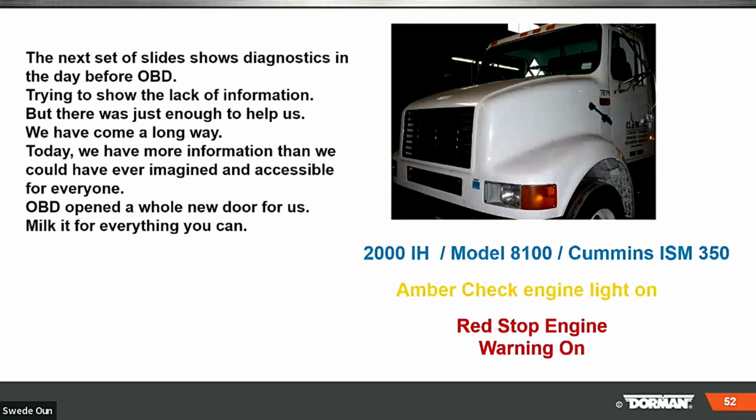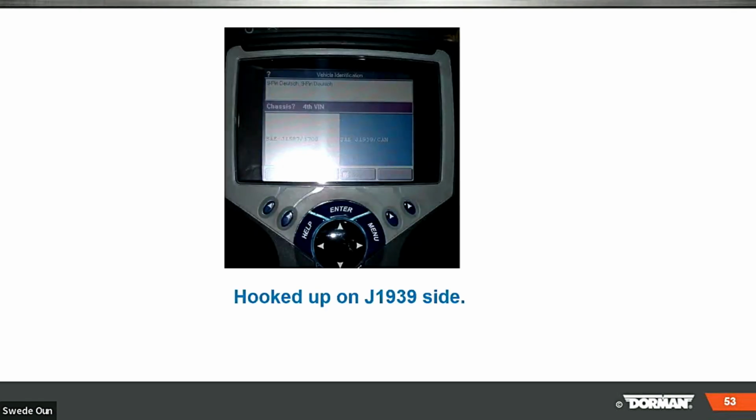All this is showing you how far we've come. This was in the day, okay? You see it, model 2000, and this is when OBD first started to come aboard. Some of the scan tools allowed us to get into heavy duty without having to get specific. So this one had the amber check engine light on, red stop engine warning on. I hooked it in the day. This was my OTC.